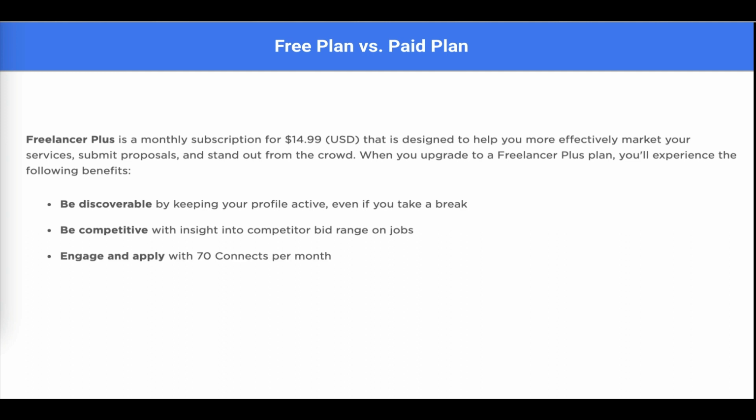It also allows you to engage and apply with more connects given to you. So they give you 70 connects every single month, whereas with the free plan, once you run out, you have to purchase more. So not only can you look behind the scenes at what your competitors are bidding, but you also have those connects every month. When you have more connects, you can reach out to more jobs on a steady basis.